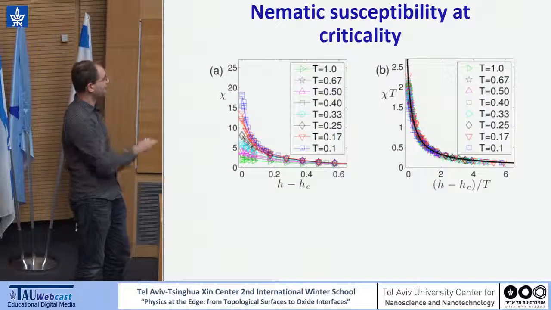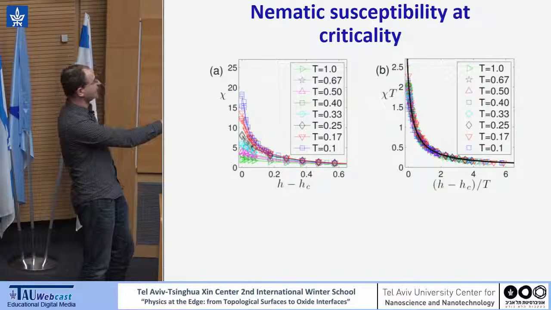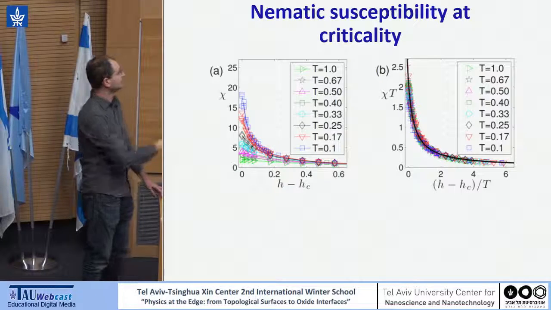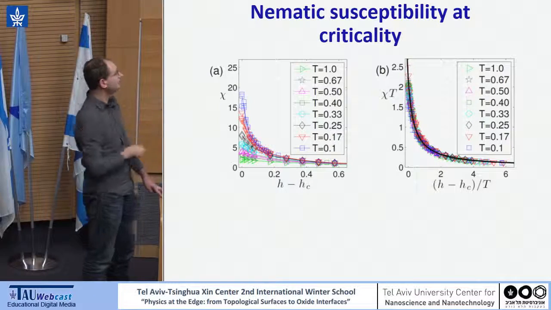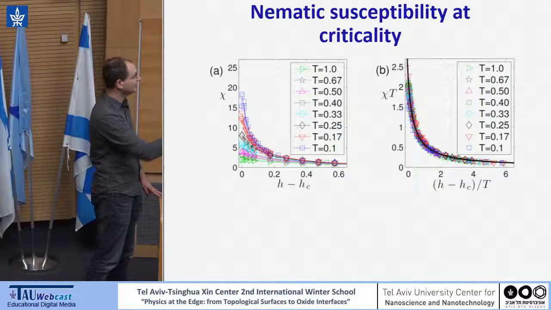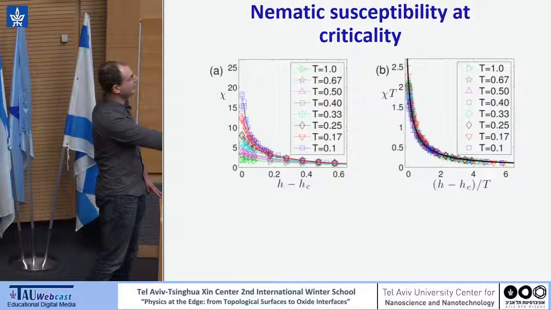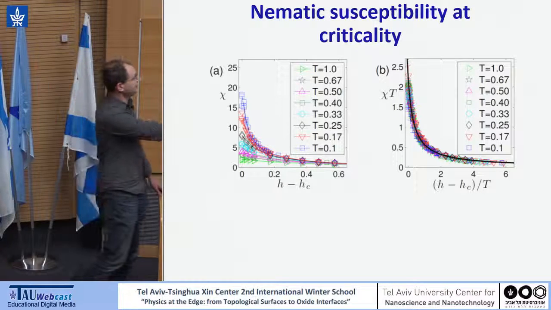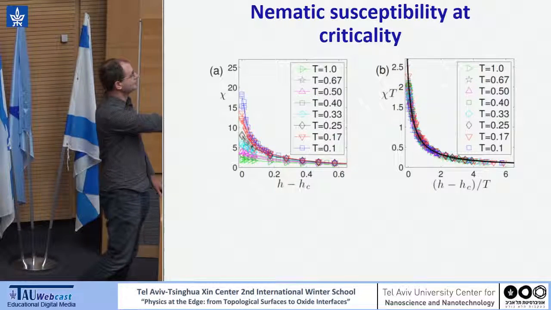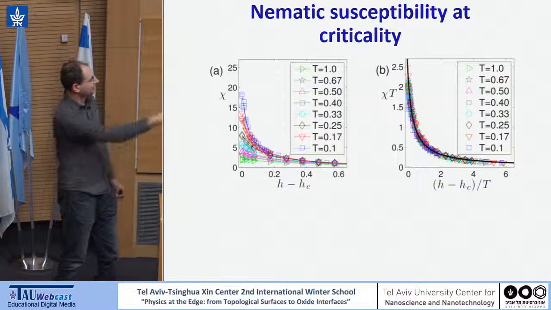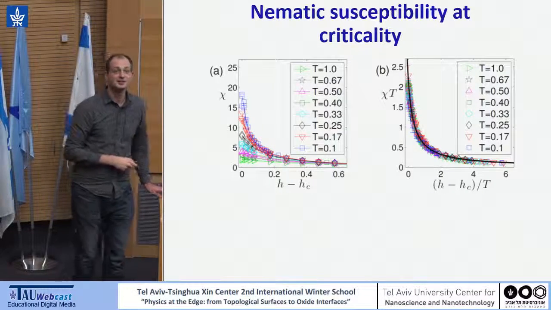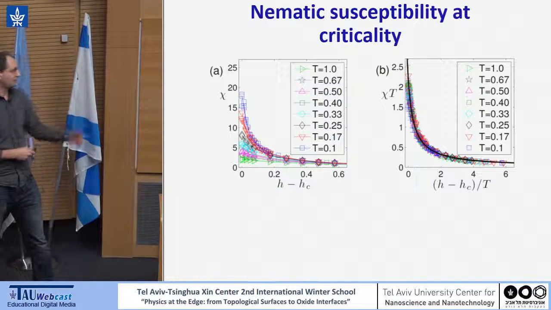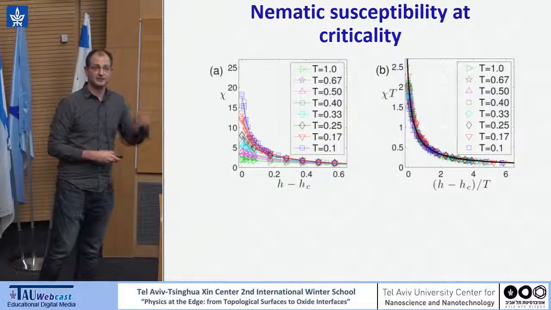So this is actually as a function of h minus h critical, the distance from the quantum critical point. You see this rising of the nematic susceptibility as you approach the critical point. And this is scaled as a function of h minus h_c divided by T. So all this data seems to collapse on one line. This is actually chi times T. It's not times T squared. Yes? Is this susceptibility of the electrons or of the spins? Of the spins. So this is the nematic susceptibility of the system.